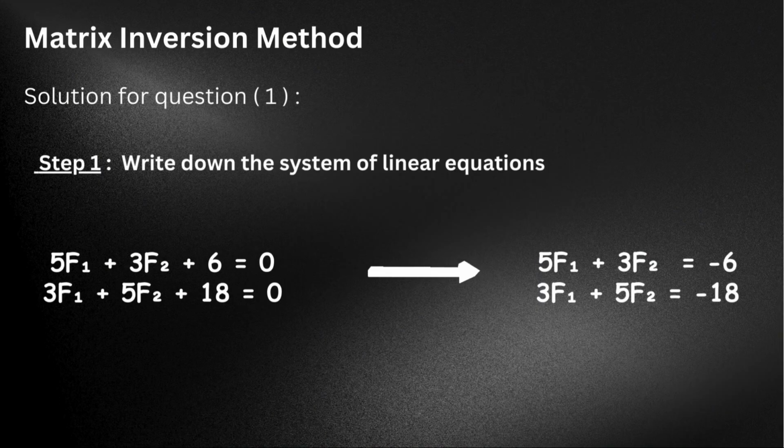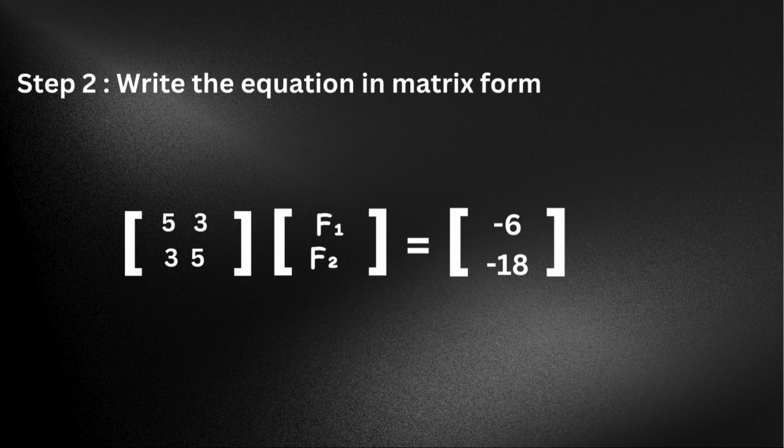Matrix inversion method. Solution for question 1. Step 1. Write down the system of linear equations. 5F1 plus 3F2 plus 6 equals 0. 3F1 plus 5F2 plus 18 equals 0. So 5F1 plus 3F2 equals negative 6, and 3F1 plus 5F2 equals negative 18. Step 2. Write the equation in matrix form. In the bracket 5, 3, 3, 5, second bracket F1 and F2, equals the bracket negative 6 and negative 18.